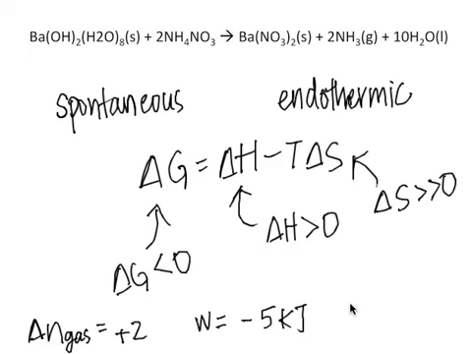Okay, and then we can look at the delta N of the system. This is going to be, so we have 1 mole, 2 moles, 3 moles. Here we have 10, 3, 13. So 13 minus 3 is equal to 10.